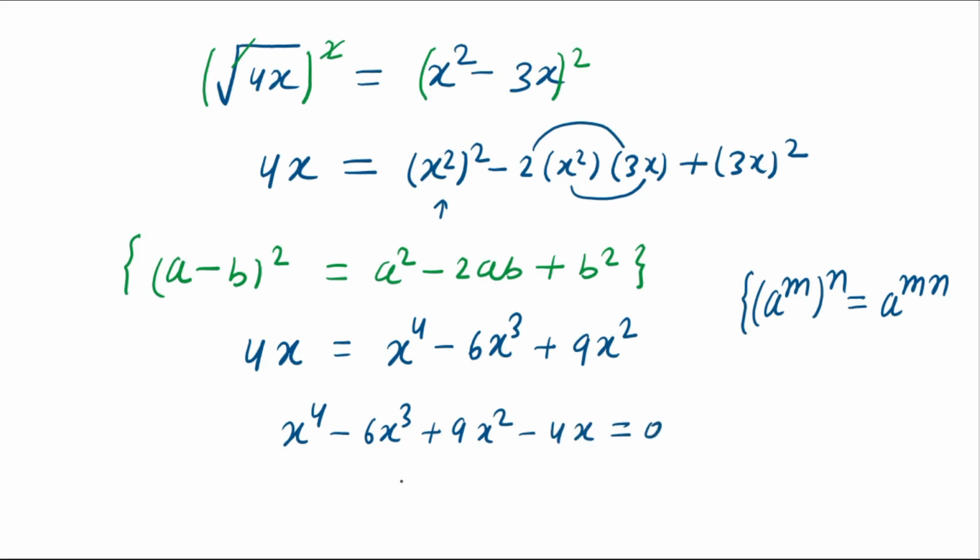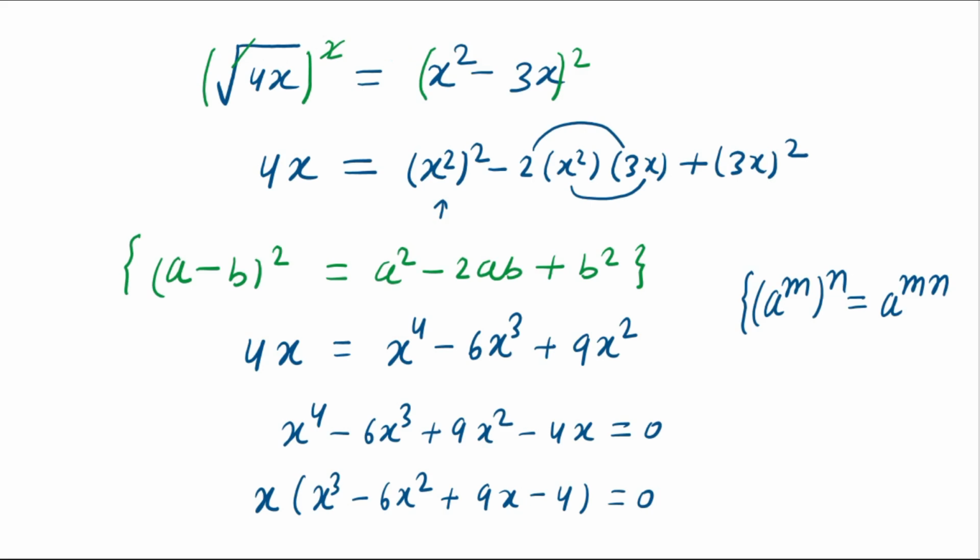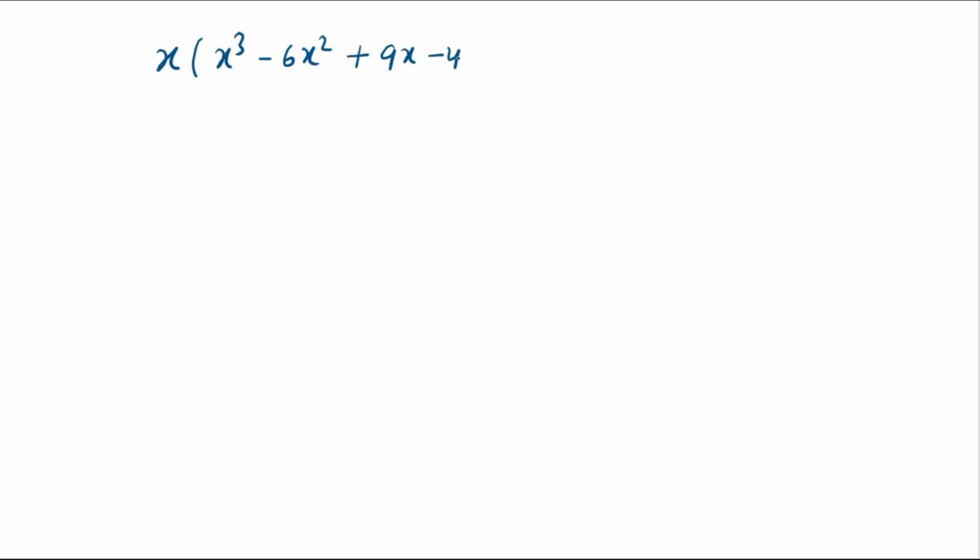Look carefully at the left hand side. If we take x common, then x power 4 divided by x is x power 3, minus 6x power 3 divided by x is minus 6x square, plus 9x square divided by x is 9x, and minus 4x divided by x is minus 4, and this is equal to 0. Now on the left hand side we have x times (x cube minus 6x square plus 9x minus 4), and this is equal to 0.